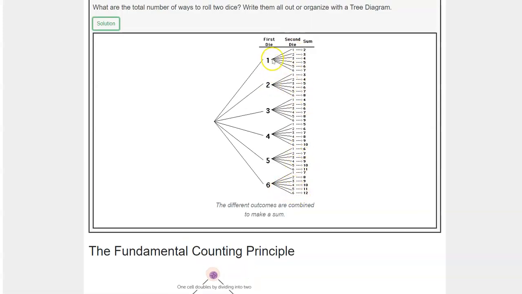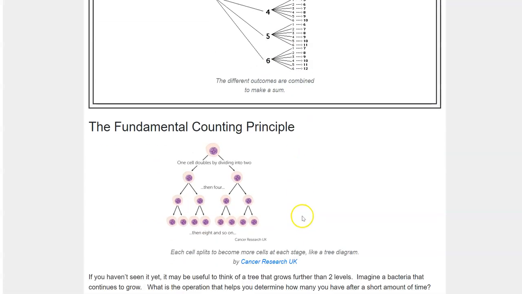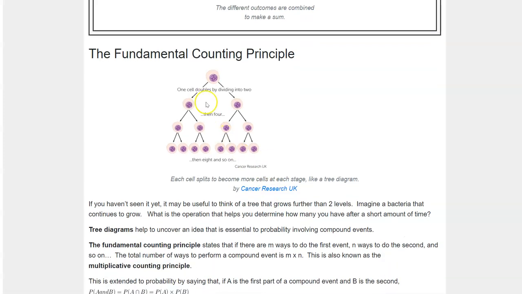6 from all the way from 1 and 1, 1 and 2, 1 and 3, to 6 and 1, 6 all the way to 6 and 6. So that's 36. So here we'll look at cells, for example, cells divided into 2 and then divided into 2 and divided into 2.